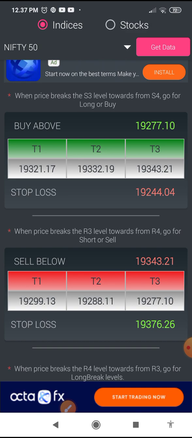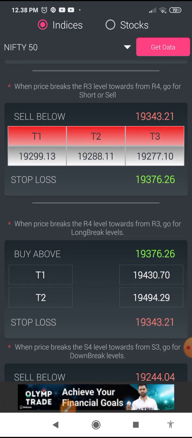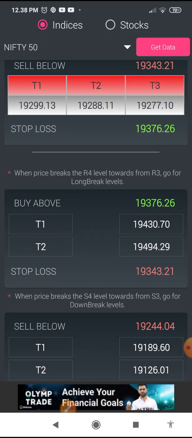Okay, if it is breaking the R3 level towards the downside from R4, go short or sell. So sell below 19343 and target 1 is 19299, 19289, 19288 and so on. Target 2, target 3 and so on. Stop loss is given for that. So at 19343 if you get a bearish candle, you can sell. Similarly, if it is going above 19376, you buy. Target will be 19430, 19494. Stop loss is 19343.